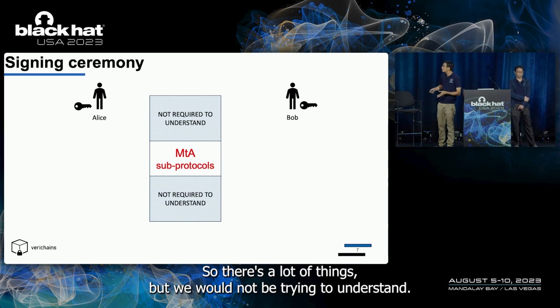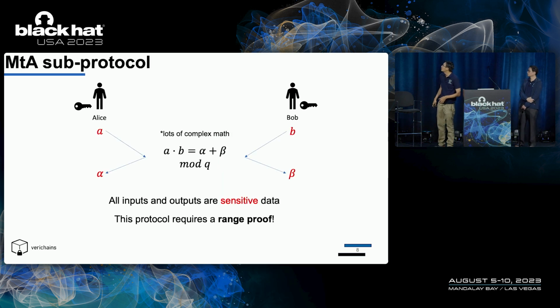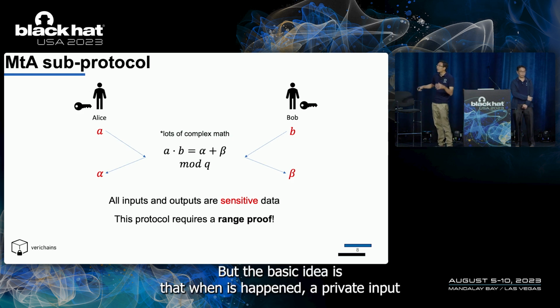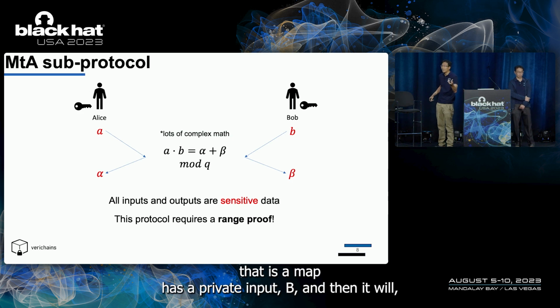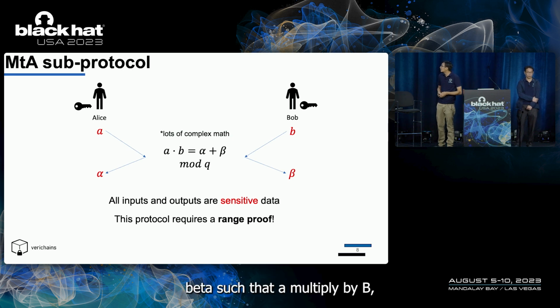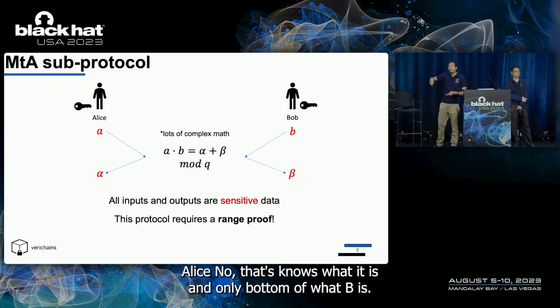There are a lot of things, but we will not try to understand them all. We know that there's an MPC subprotocol in there. The MPC subprotocol is very complex, but the basic idea is that Alice has a private input A, Bob has a private input B, and after they communicate a lot, Alice receives alpha and Bob receives beta, such that A multiplied by B equals alpha plus beta. All of these inputs, A and B, are sensitive data. Only Alice knows what A is, and only Bob knows what B is.